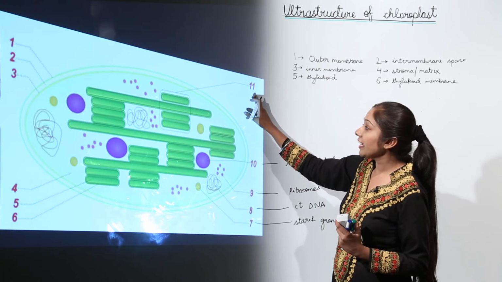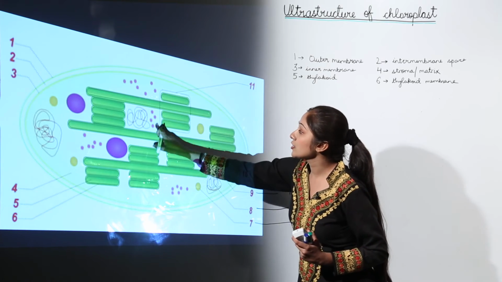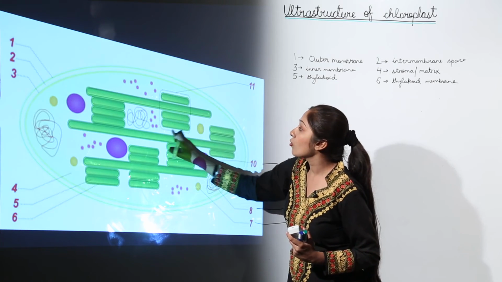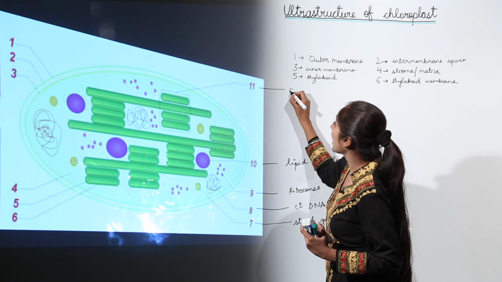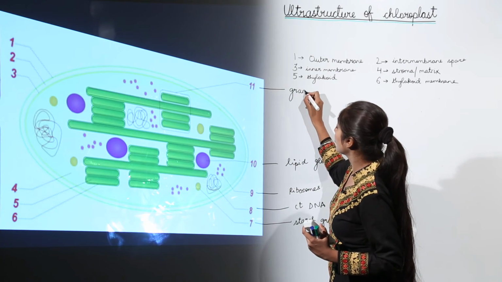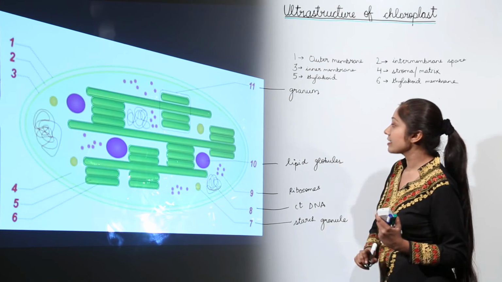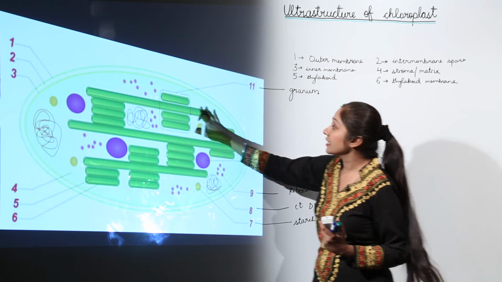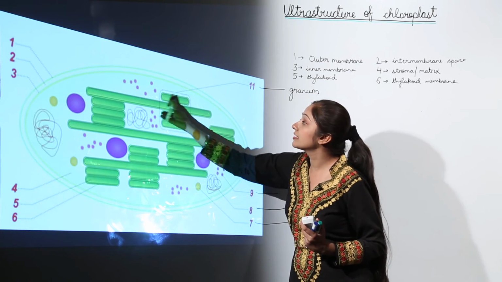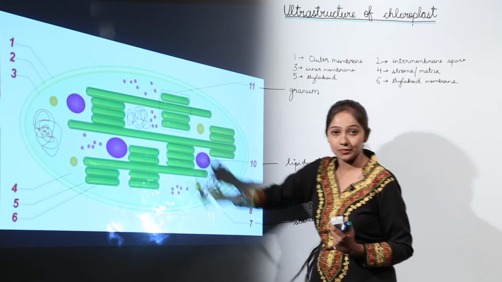Moving on to number 11. This whole structure, as you can see in the diagram, is known as what? It is known as a granum, because it is actually the collection of these discoid thylakoids.